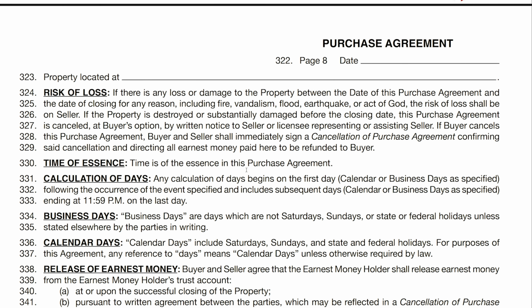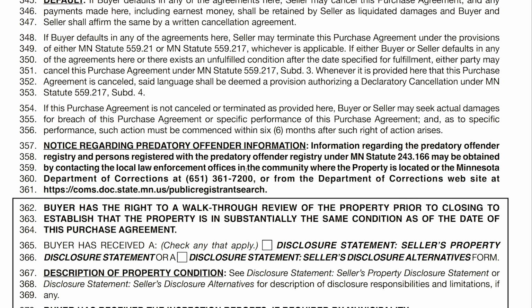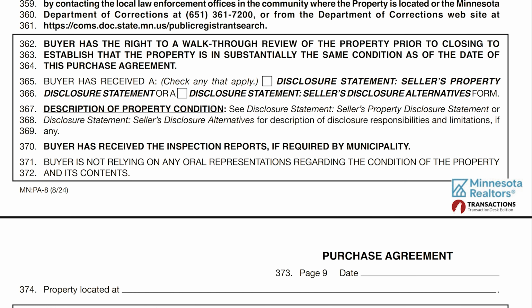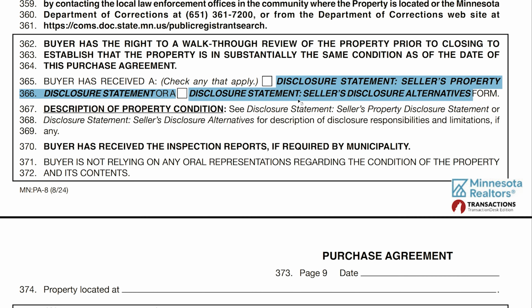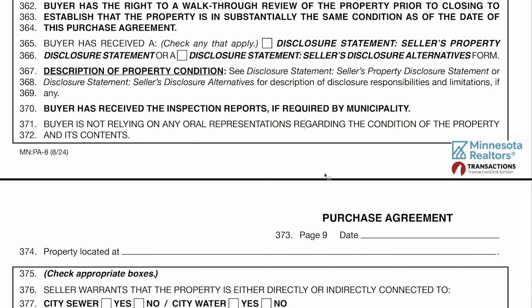Going into just general overview stuff. If you really want to read this, go ahead. This is going to talk about on line 365 here is asking you, what type of disclosure did the seller do? Was it a property disclosure statement or was it a disclosure alternative? We're just clarifying on the purchase agreement the condition of the property and that information has been documented. I made another video going through the seller's disclosure. If you want, definitely check that out. It's probably one of our more exciting videos.